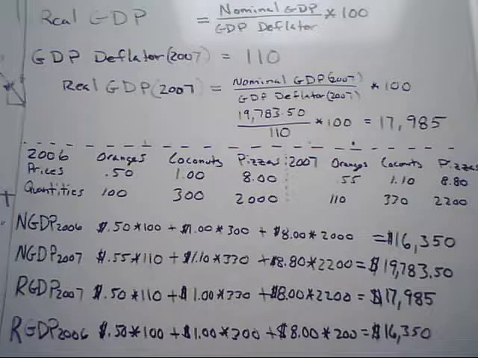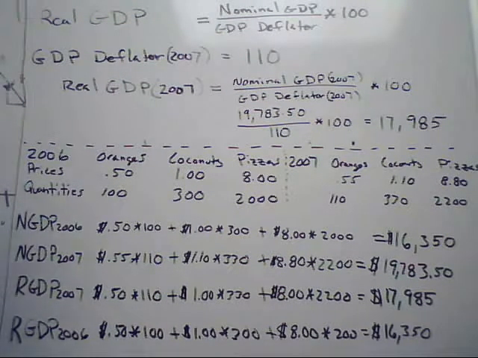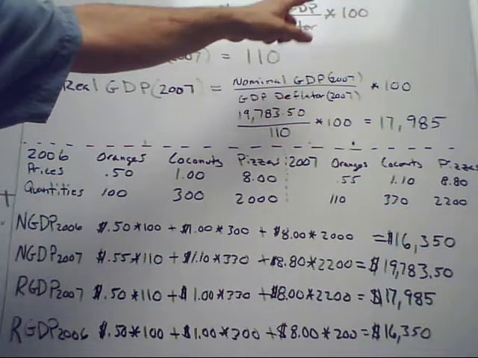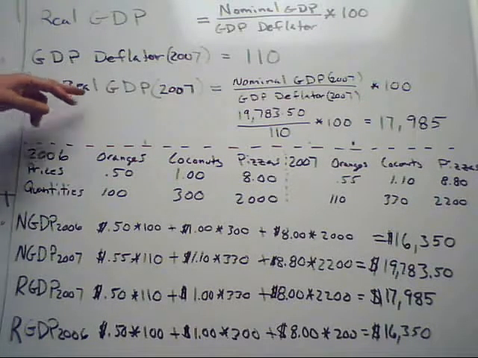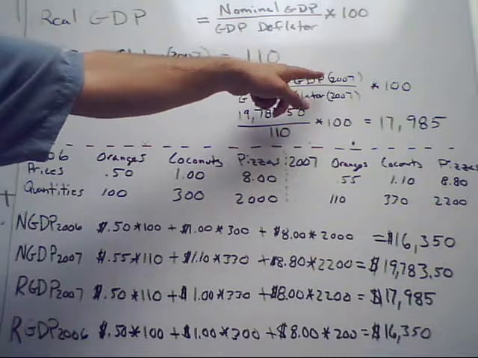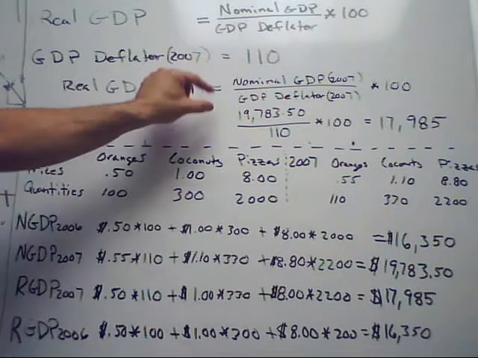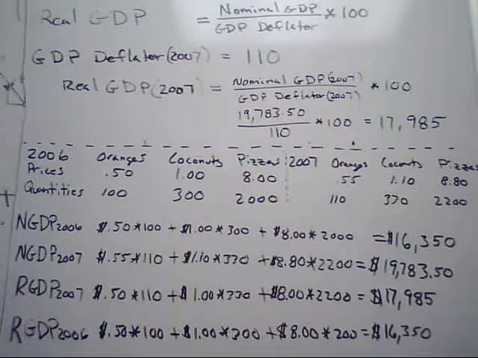So how can we use the GDP deflator? Well, we can use it to get at real GDP. If we're given the GDP deflator, I can use this equation, nominal GDP divided by the GDP deflator times 100 is going to give me real GDP. So let's do that for 2007. I want to know real GDP in 2007, and suppose I'm only given nominal GDP in 2007, and I'm also given the GDP deflator in 2007. Well, I can use this equation, multiply that by 100, and I'm going to get my real GDP.